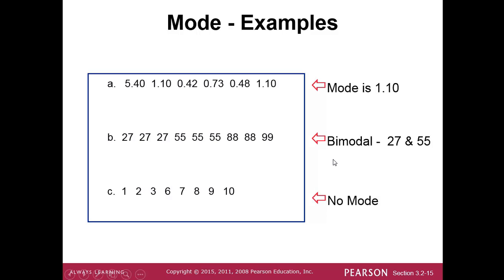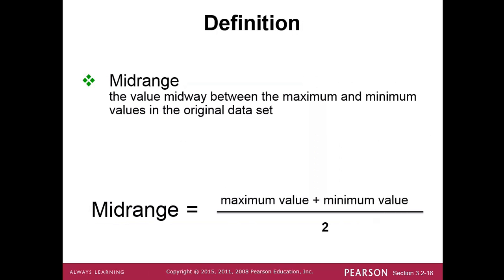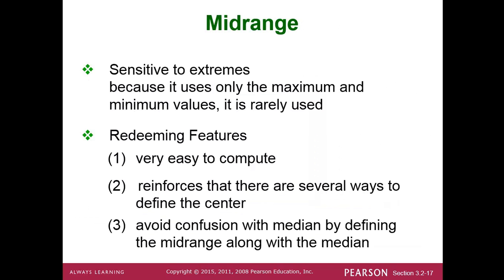There's no repetition. The mid-range, or the fourth measure of center, is the value halfway between the highest and lowest values in your data set. Simply find the minimum and maximum value, add them up, and divide by 2. It is sensitive to extremes, and because of that, it's not used very often. However, it is quick and easy to do, and it is one of the other ways that you can determine the center of your data set.